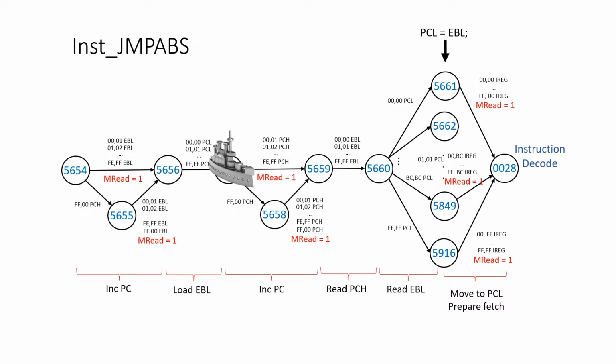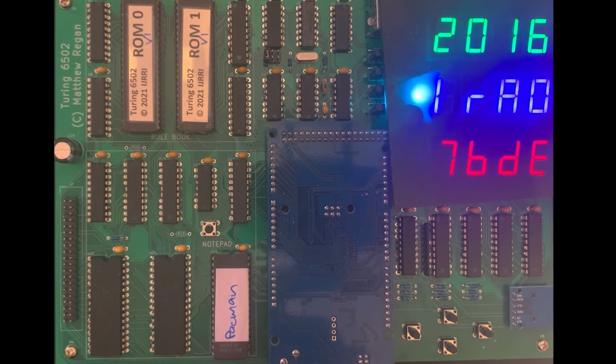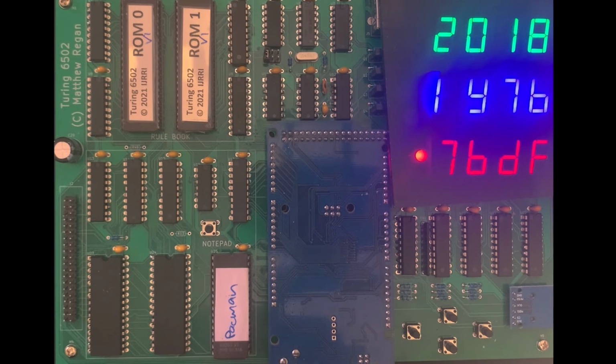Now the auto increment variable doesn't actually exist in our Turing 6502. This is just to show a functionally equivalent model. If we don't want auto increment in the real machine, we just jump directly to rule 28. And now that we understand what's going on, let's look at the actual machine doing it.